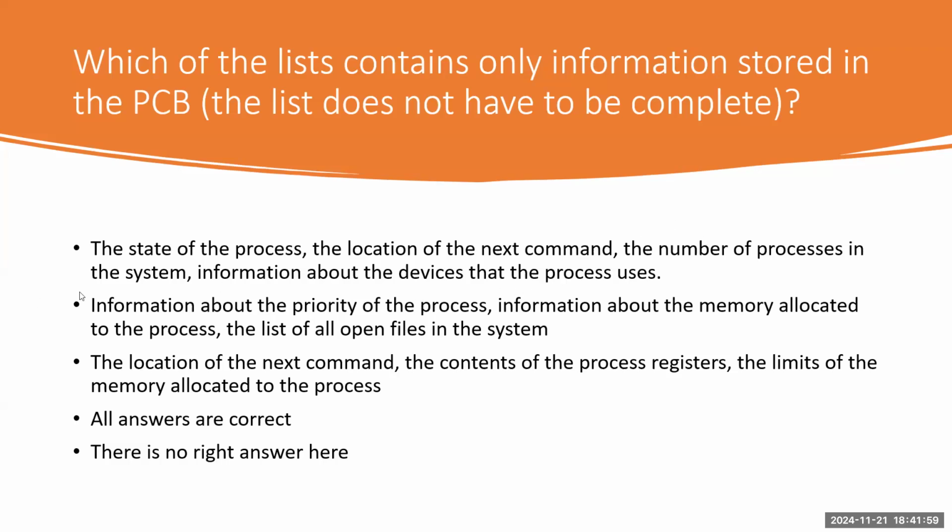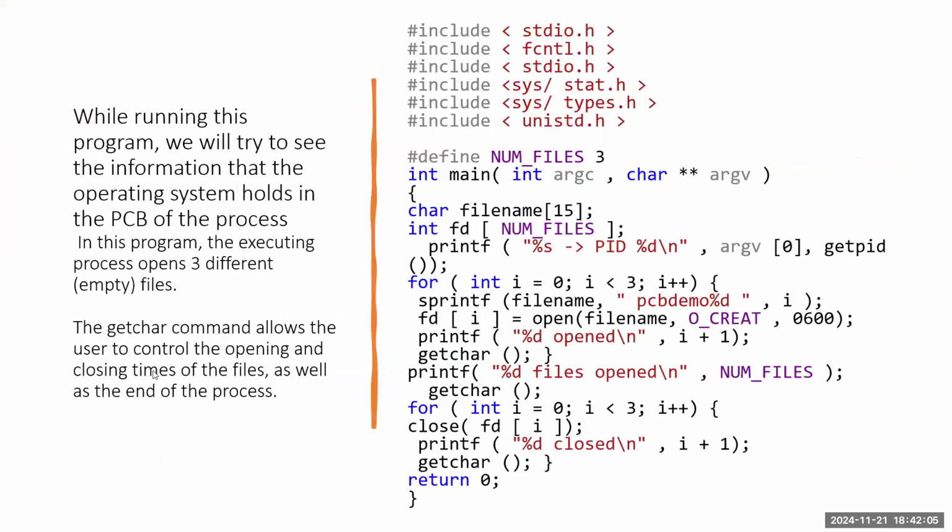Here, the number of processes in the system, also not. Okay, so this one's no good, this one's no good, it's only this one. Good. While running this program, we will try to see the information that the operating system holds in the PCB of the process, which is in memory.